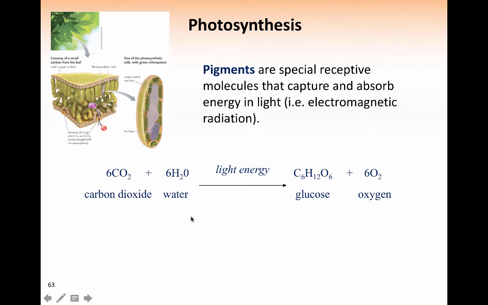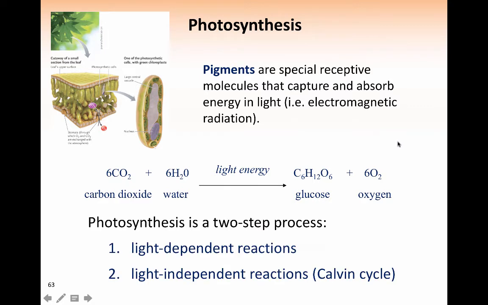So keep in mind that pigments are special receptive molecules that capture and absorb light, this electromagnetic energy. And so photosynthesis, this is the basic reaction where we have carbon dioxide and water with this light energy giving rise to glucose and oxygen. And there are two steps to photosynthesis. There's what are called the light-dependent reactions, and the other ones are called the light-independent reactions. They used to be called the dark reactions, but that was bad because light-independent reactions actually do happen in the light. And this process is called the Calvin cycle.